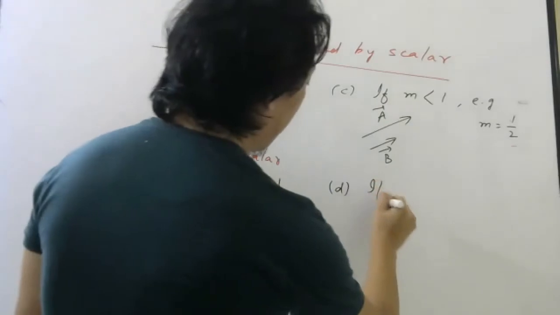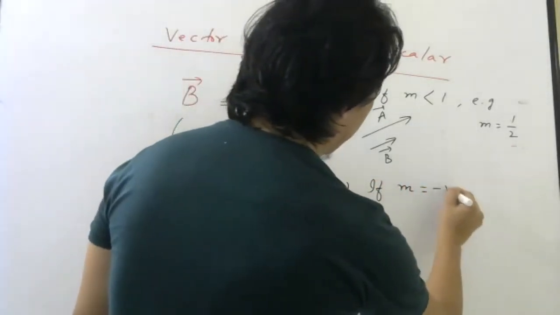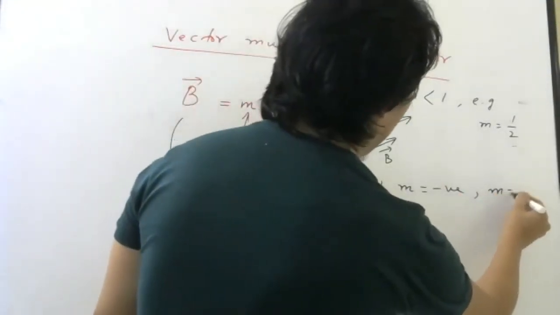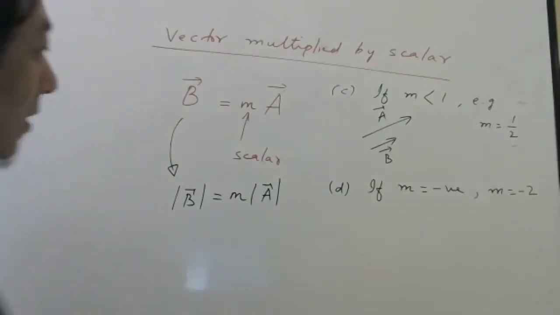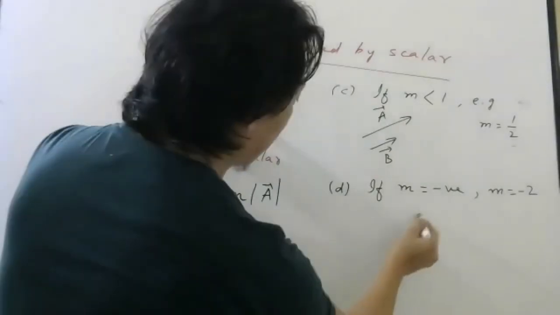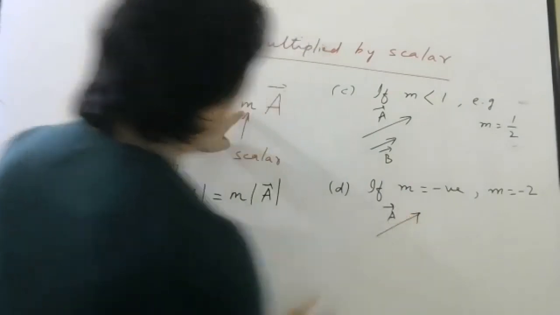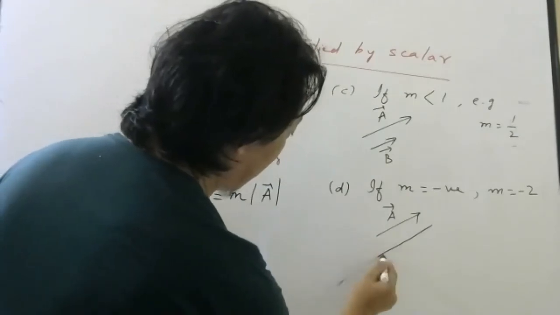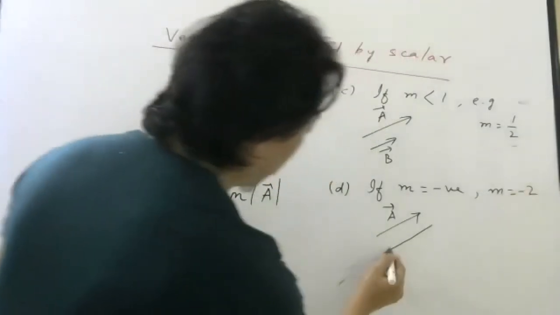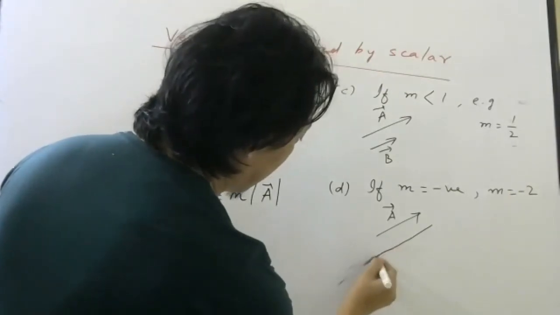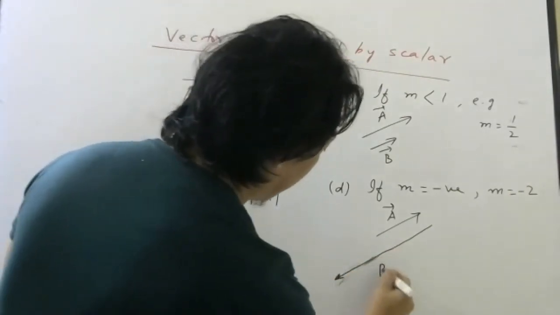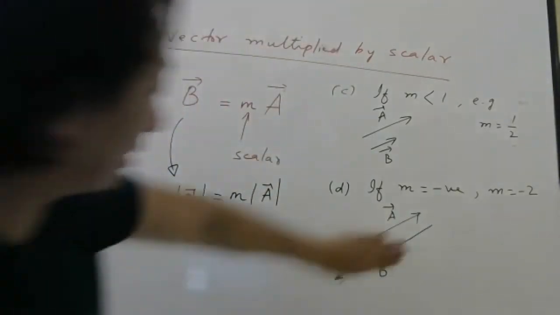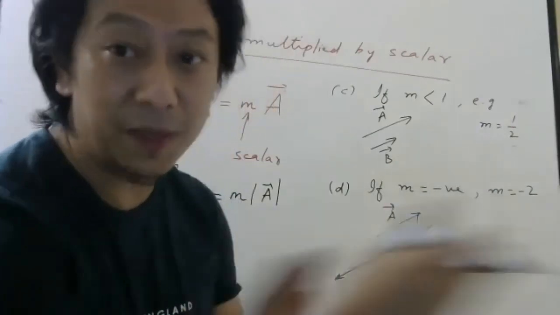Case B. If M is negative. Suppose you are multiplying with -2, let's say. Example, let's say M is -2. Then what will happen? If M is -2, then if this is A bar, B bar will have double the length, because if you take the magnitude of -2, you will get 2 only. Length will be double, direction will be opposite. Opposite direction, correct. Direction will be opposite, magnitude will be double, length will be double.